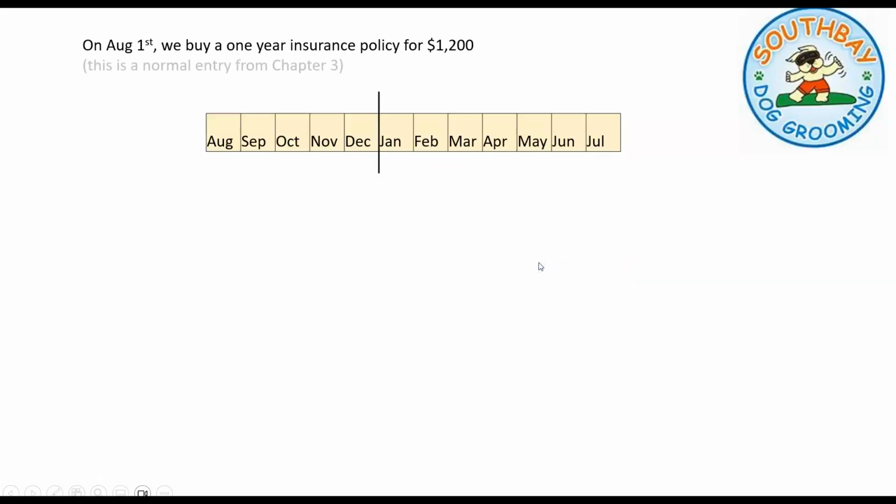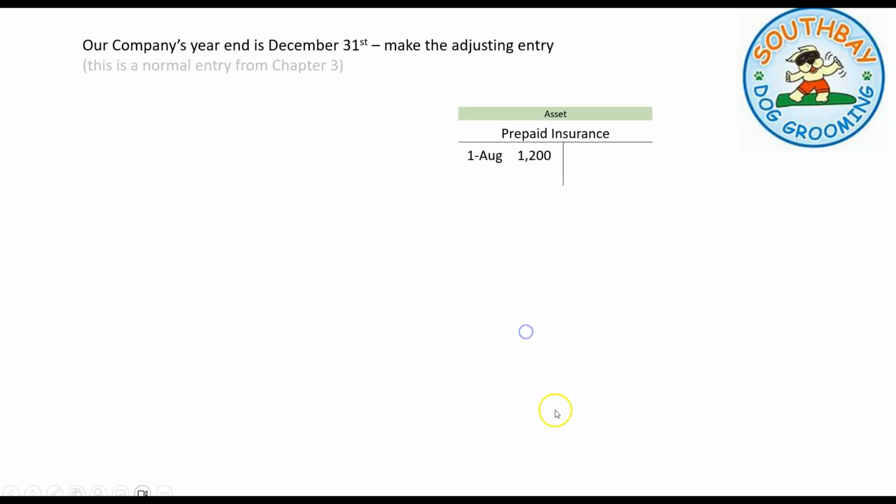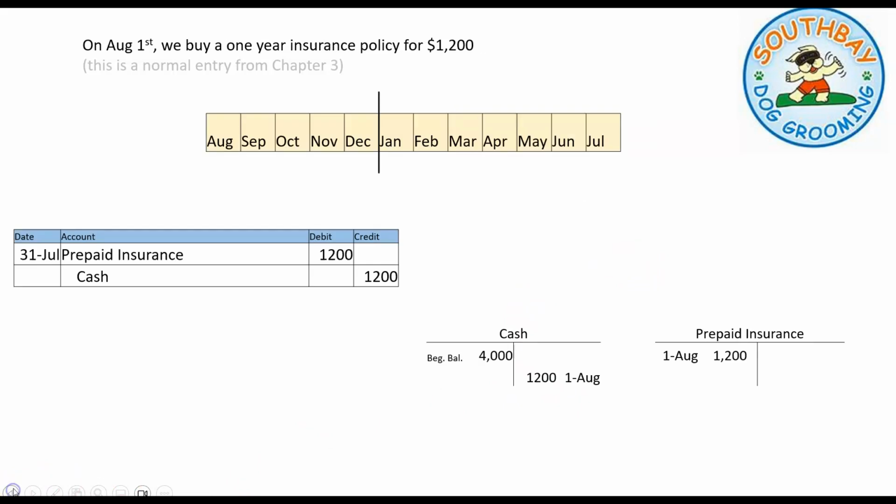All right, here's another example. August 1st, we buy a 1-year insurance policy for $1,200 for our dog grooming company. So here we are at August 1st. We're going to debit our prepaid insurance because we have this huge policy to use for the next 12 months, and credit our cash account because we're taking money out of our bank account to pay for the insurance.